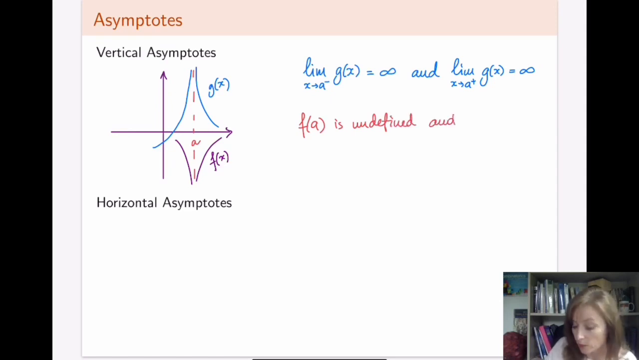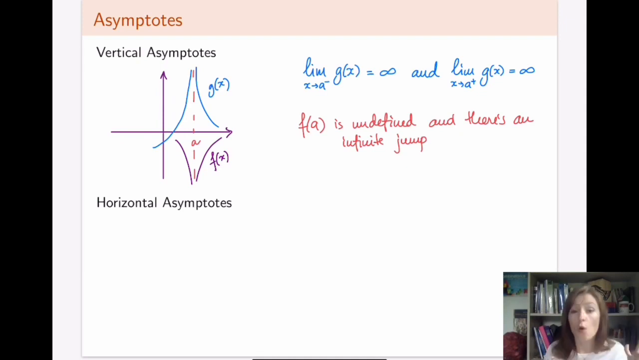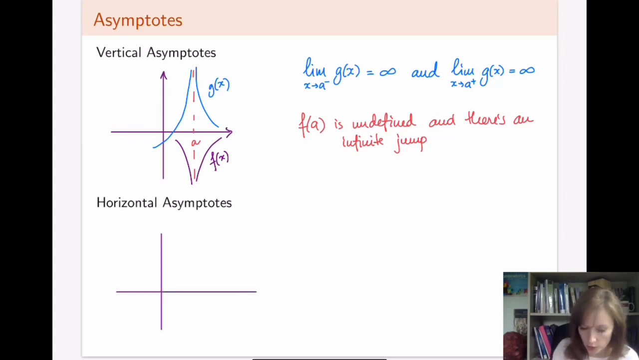And there's an infinite jump. Okay, so not only do I have to actually approach the asymptote, I also have to have this infinite hole in it. Okay, for horizontal asymptotes, let's try applying some similar logic. So for a horizontal asymptote, let's say I have a value, let's call it b, just to mix it up. So this is my horizontal asymptote here, right?